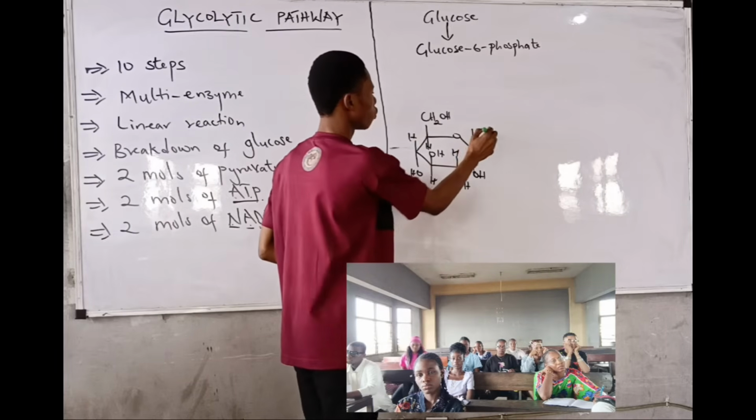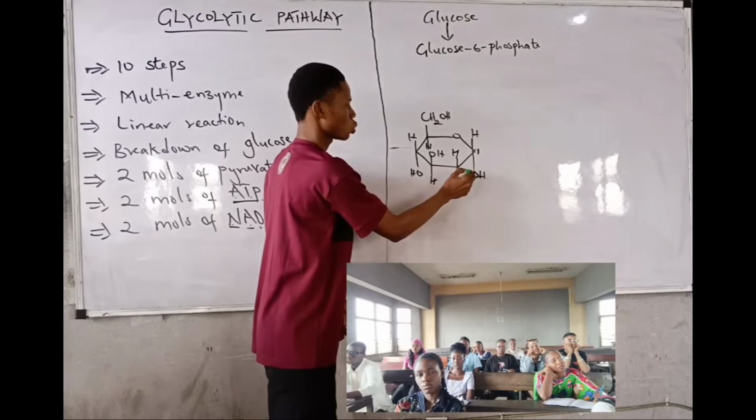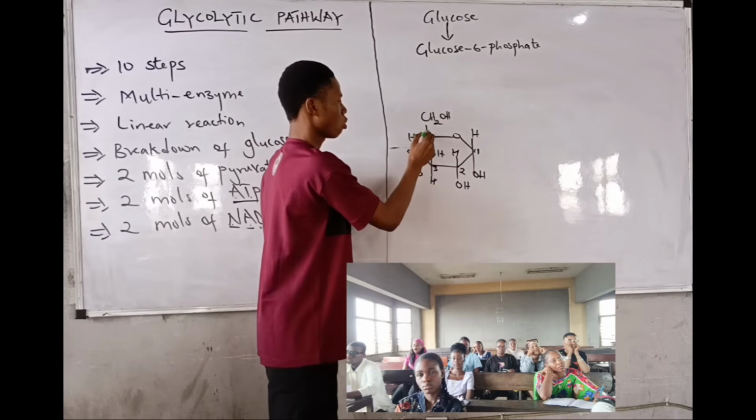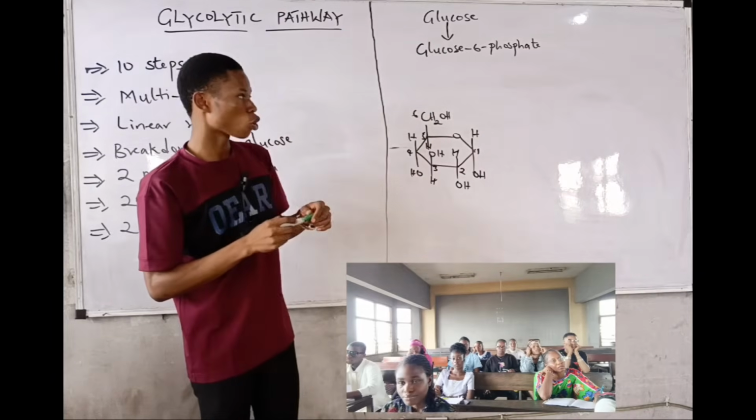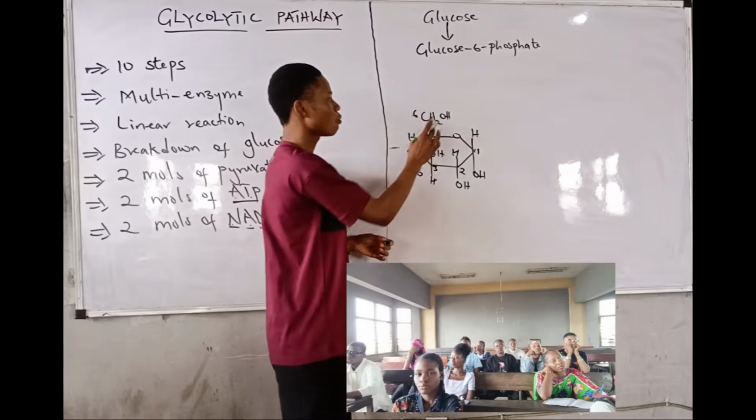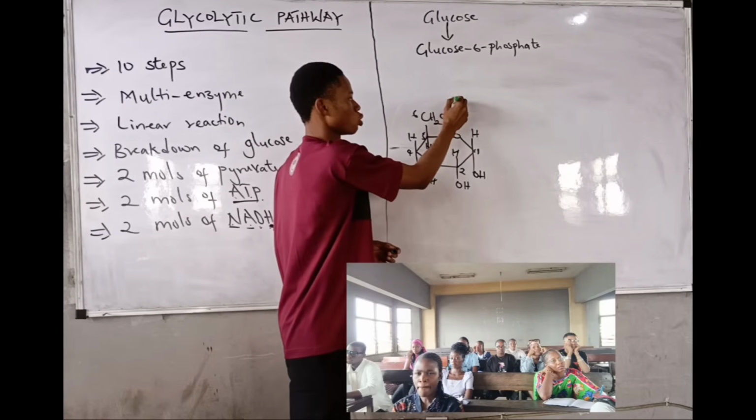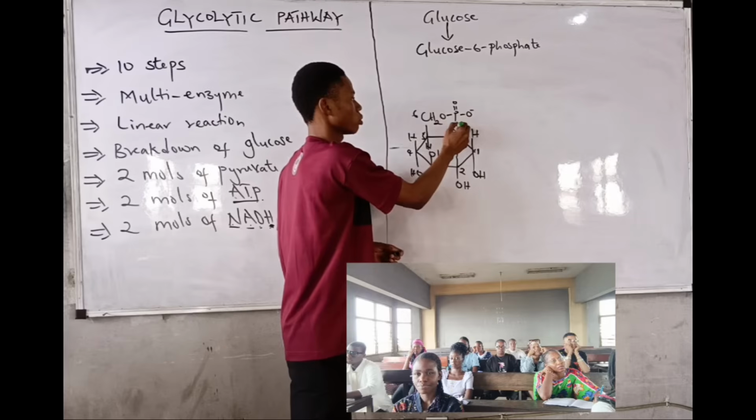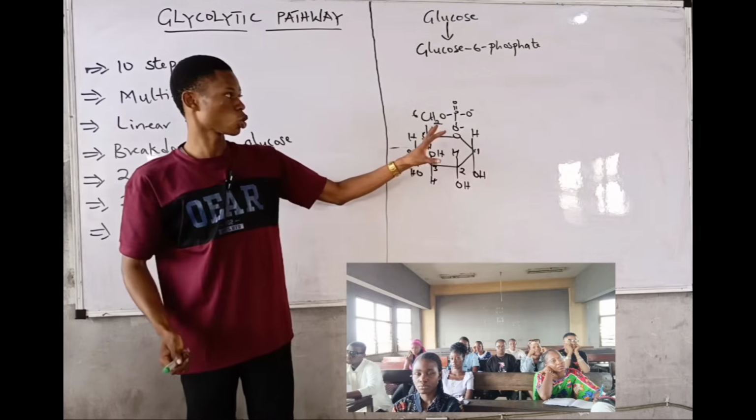So this is the structure of glucose, and if you count the number of carbons, this is carbon 1, 2, 3, 4, 5, 6. So you see that there are 6 carbons. Now glucose 6-phosphate: we are attaching a phosphate group on carbon 6. So at this point, we'll attach a phosphate group here. This is glucose 6-phosphate.